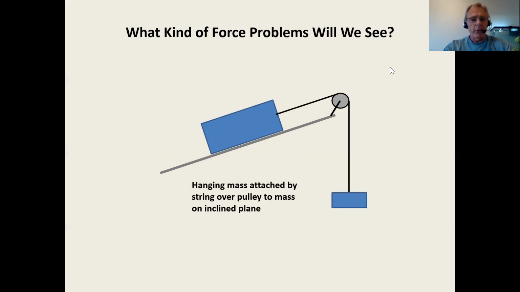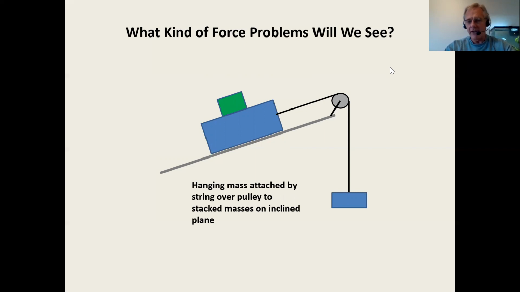Okay. We can add a second mass. We can have a mass hanging by a string over a pulley, attached to the mass on the inclined plane. As we go through these, they just get more and more bizarre, more and more complicated. But again, we attack them in the same way. We don't necessarily have just one mass here. We have two masses.